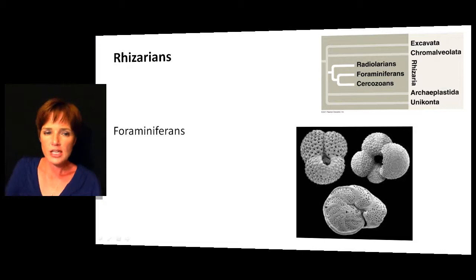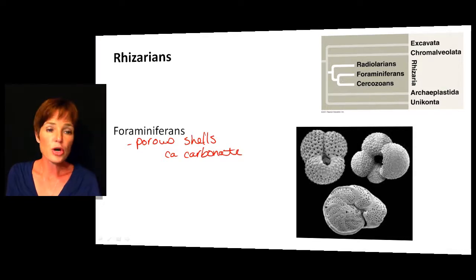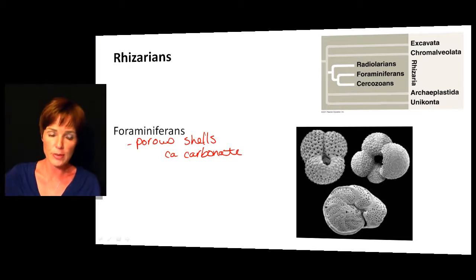The next group are the foraminiferans. And these are unique in that these have these porous structures, or these porous shells. And these shells are made from calcium carbonate. And we really don't know a whole lot about these. What we do know is primarily from the fossil record. So they're very well represented in the fossil record. And as you can see in the picture here, they do have this unique look to them compared to the other protists that we've been looking at in this chapter.